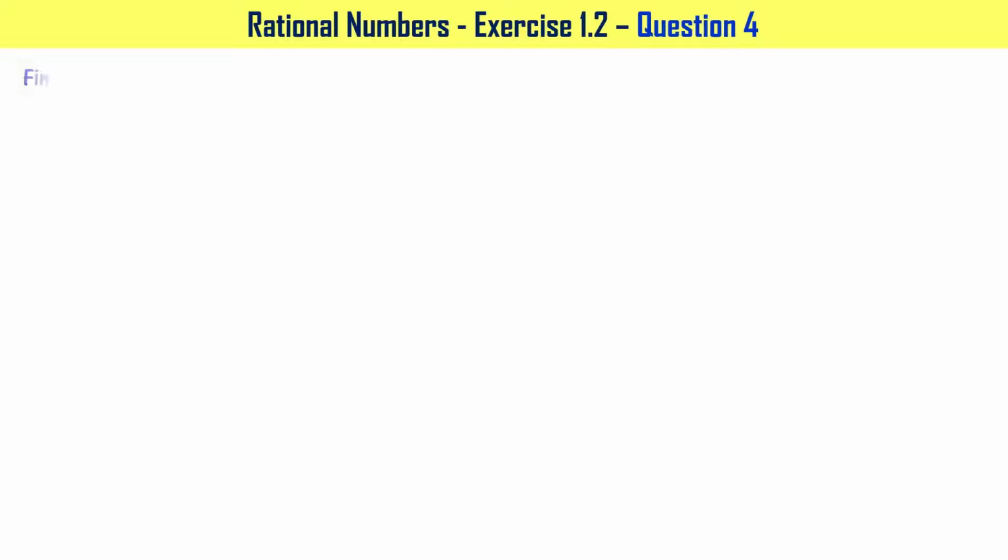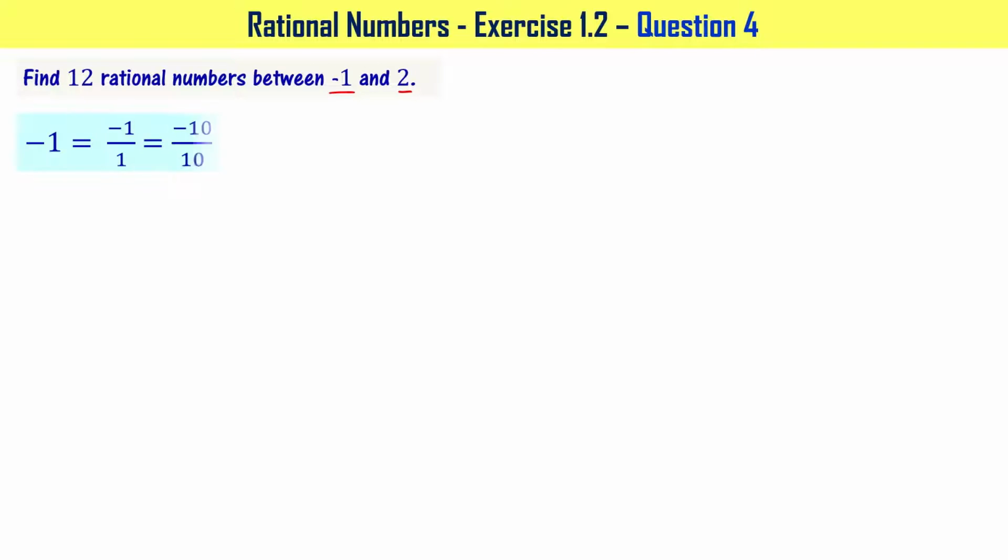Question number 4. Find 12 rational numbers between minus 1 and 2. We have to find 12 rational numbers which are in between minus 1 and 2. Can I write minus 1 as minus 1 by 1? And if I multiply both numerator and denominator by 10, I can write it as minus 10 by 10, right? Similarly, 2 can be written as 2 by 1, and that can be written as 20 by 10, right? I have multiplied both numerator and denominator by 10, so that I have 20 by 10.